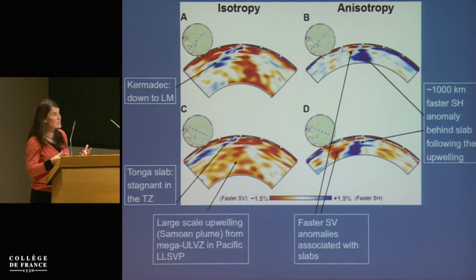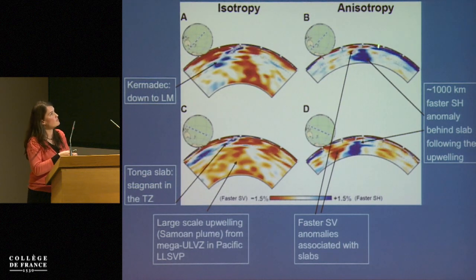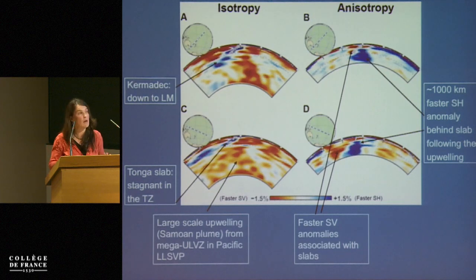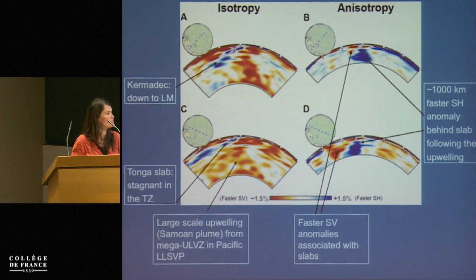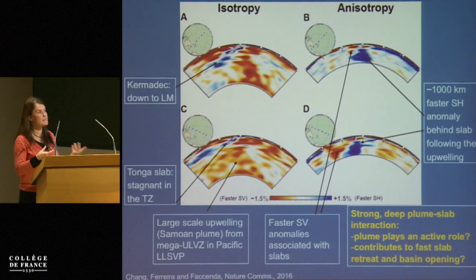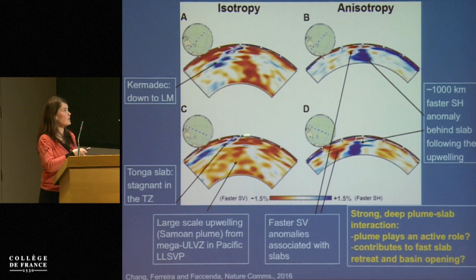is really quite big. And if we compare the geometry of the anomalies in the anisotropy and the isotropy images, it really seems that the geometry of these anomalies matches better the geometry of the upwelling rather than the slab itself. As well, it really goes quite deep below the slab. So our interpretation was that, well, perhaps this is the signature of some strong plume-slab interaction between the Tonga slab and the Samoa plume.